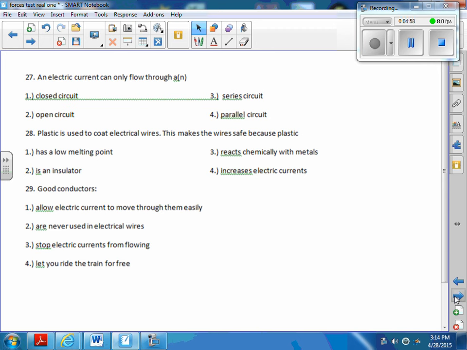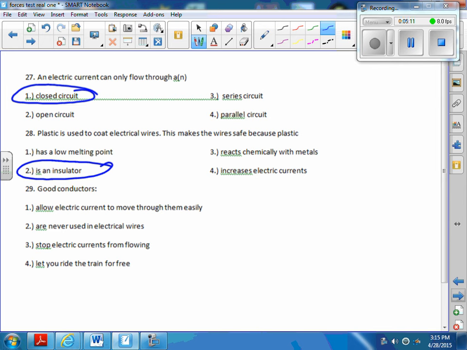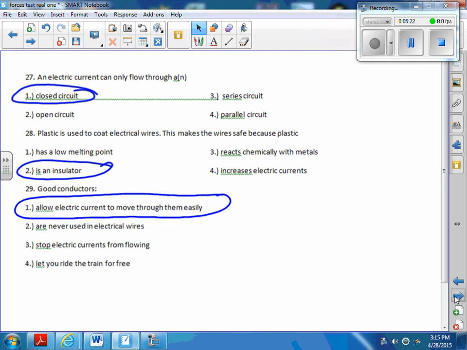And the parallel and the series circuit, well, they have to be closed in order to let the electrons flow through it. Otherwise, that won't work either. Plastic is used to coat electrical wires because plastic is an insulator. Insulators prevent heat or electricity from flowing through them. Good conductors allow the electricity or the heat to flow through them. They move things easily. Conduction needs direct contact.